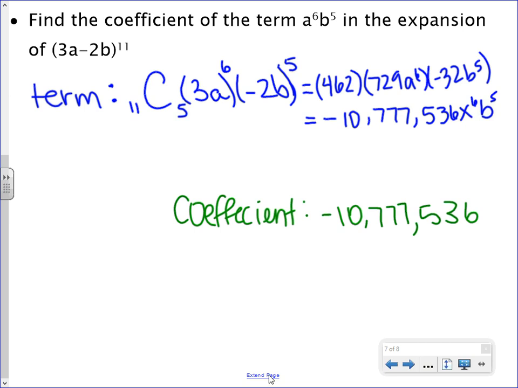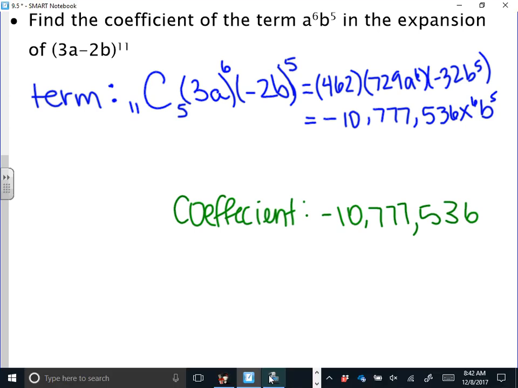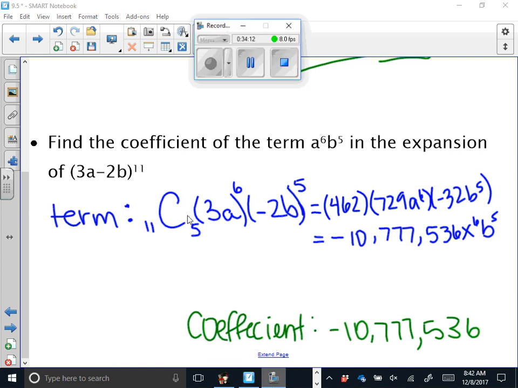So we have 8 minutes left in class. I challenge you to get 2 problems done before you leave. 1, 2, 3, go. How you gonna get problems done without the book?